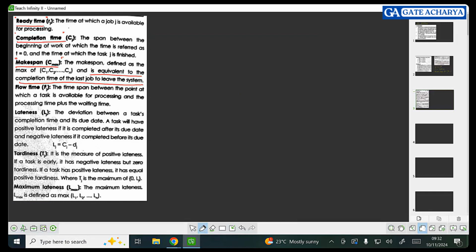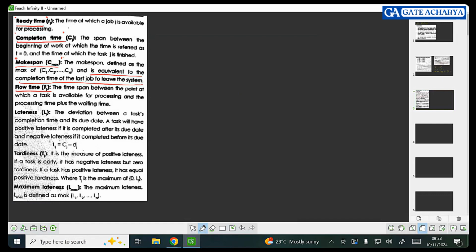Next, flow time. Flow time is the time span between the point at which the task is available for processing and the processing time plus the waiting time. The time span between the point at which a task is available for processing, and the processing time plus waiting time, is called what? Flow time.